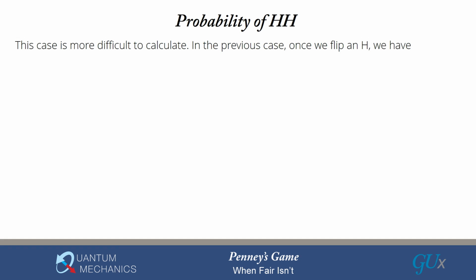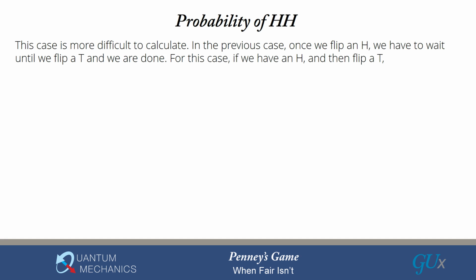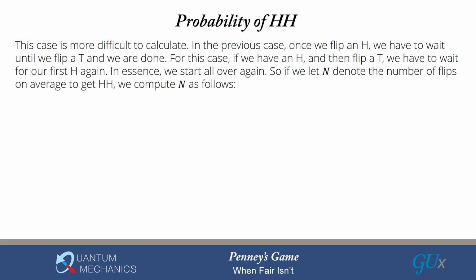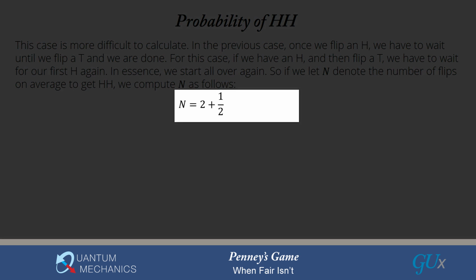In the previous case, once we flipped an H, we basically then just had to wait until we flip a tails again and we're done. But for this case, if we flipped an H and then we flip a T, we have to wait to get an H again before we can get 2 H's. So in essence, we have to start the whole process over again. And so if we let n denote the number of flips that it will take on average to get HH, we can compute n as follows. n is equal to 2 plus 1/2 times 1 plus 1/2 times (n plus 1).